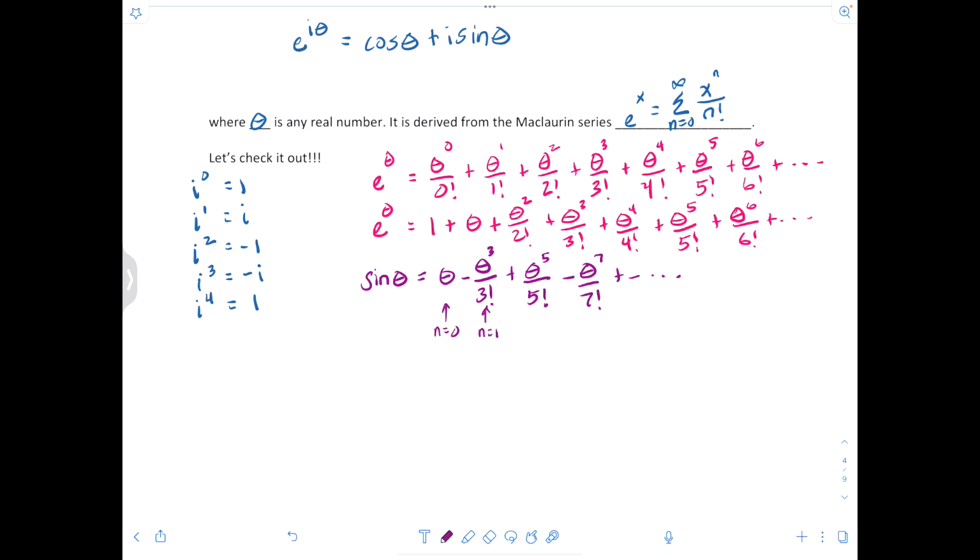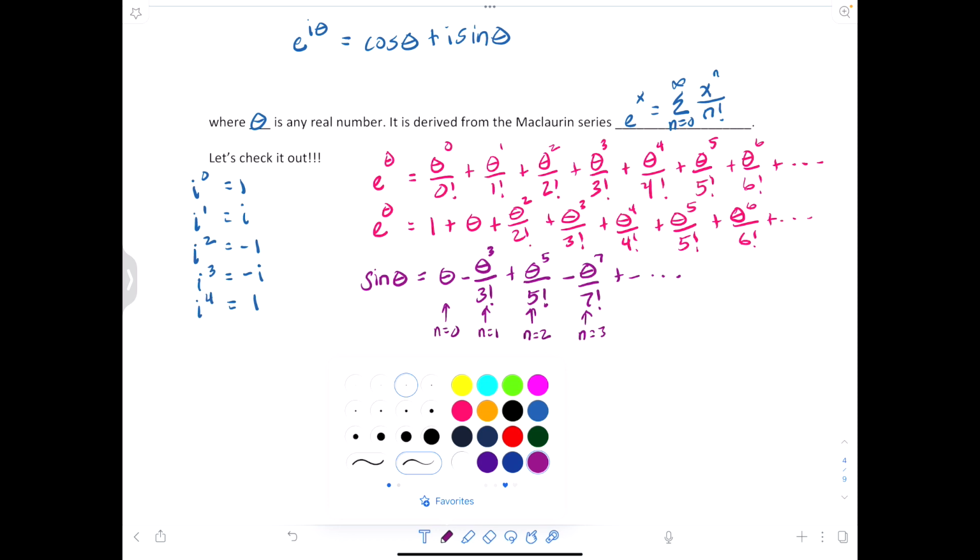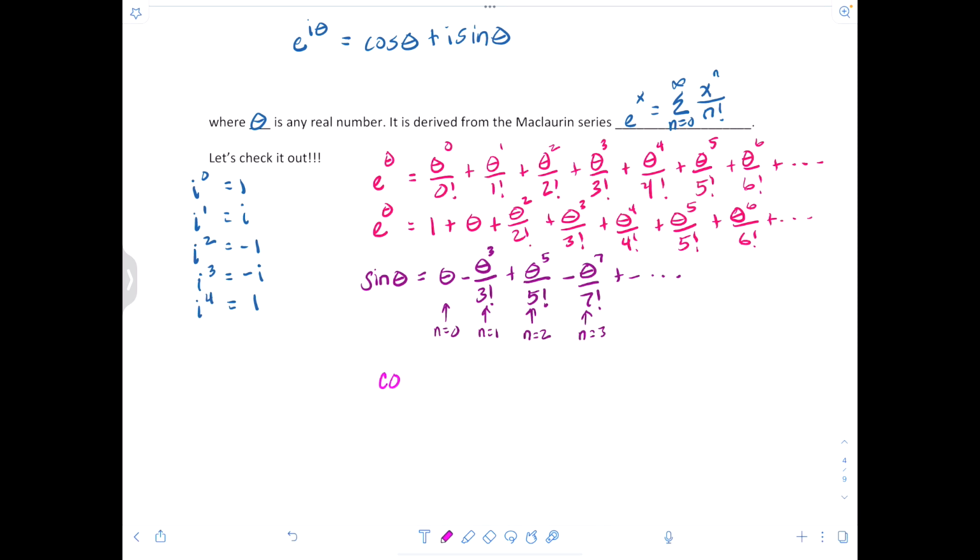N equals 1. N equals 2. N equals 3. So on the odd terms of the series, you've got a negative sign. Cool? All right. Now, let's take a look at cosine theta.